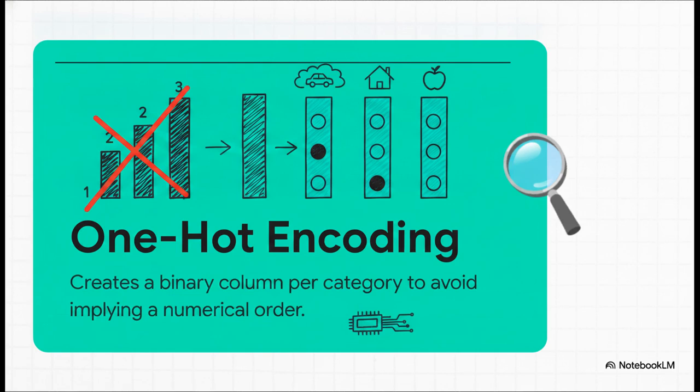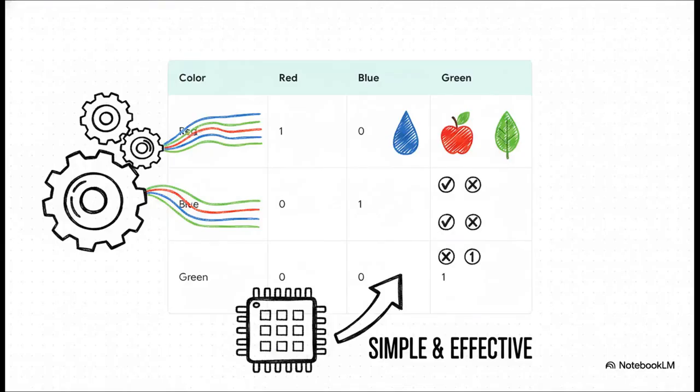If we just lazily labeled categories as 1, 2, and 3, the model would actually think that 3 is mathematically greater than 1. One-hot encoding elegantly fixes this by turning those strings into simple, non-overlapping binary columns. Essentially, only one bit can be hot or true at any given time. You can see it right here in a straightforward one-hot matrix.